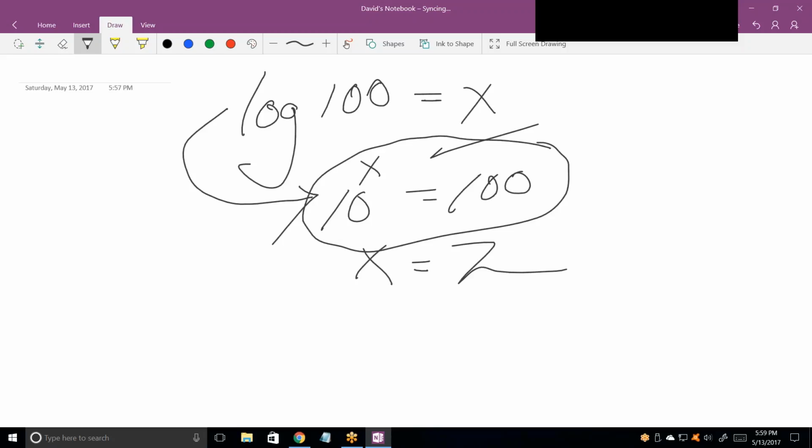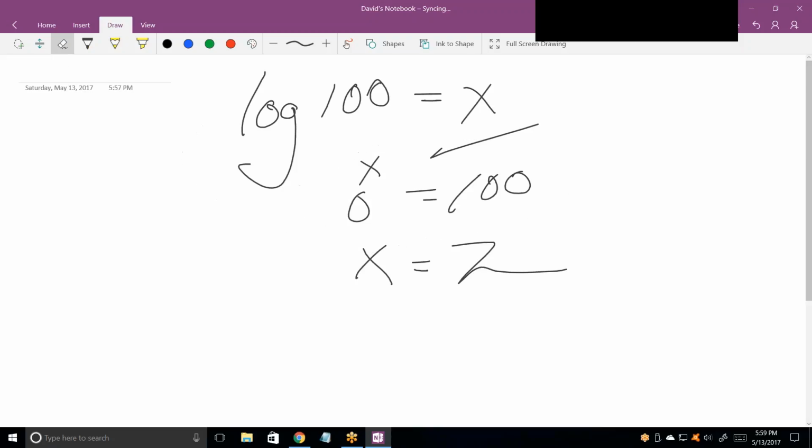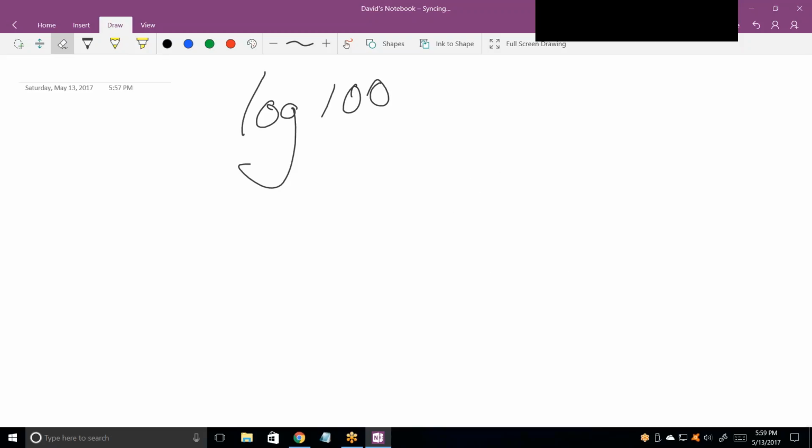But notice that this wouldn't have been that easy if I don't introduce the x. In other words, now the problem is, well, 10 to what power equals 100? Well, the answer is 2. But it makes it a lot easier if I introduce the x, and now I just write it out and then solve it. Okay, what else? Let's do one more of those.